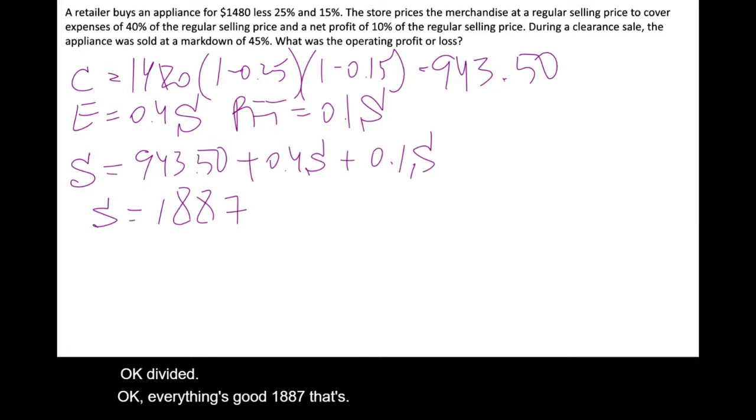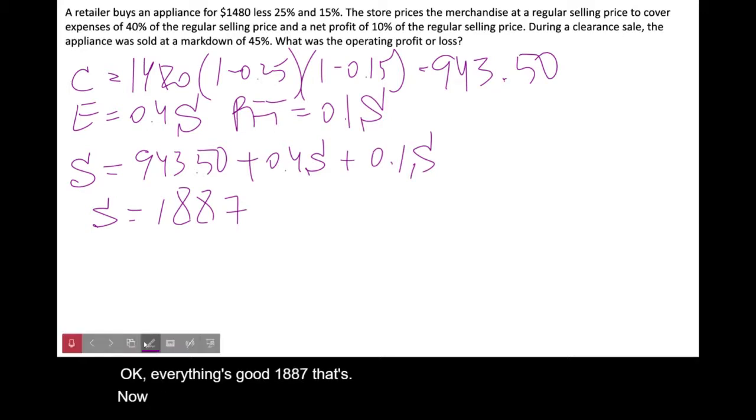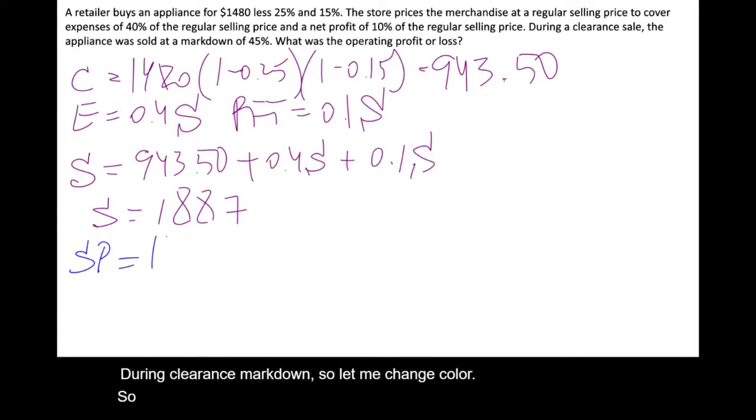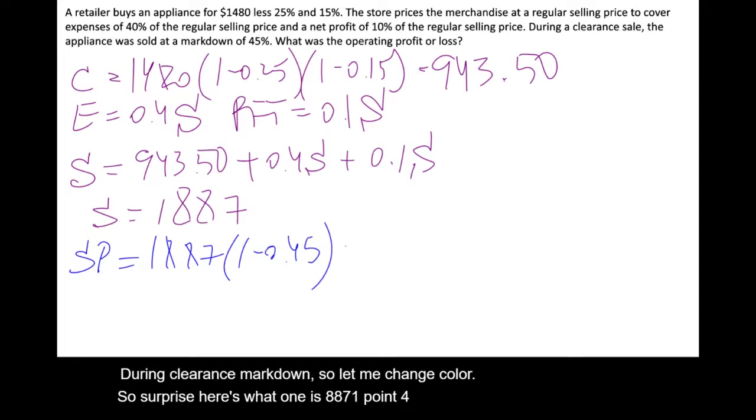Now, during clearance markdown, so let me change color. So sale price is what? 1887, 1 minus 0.45. So we are marking down.